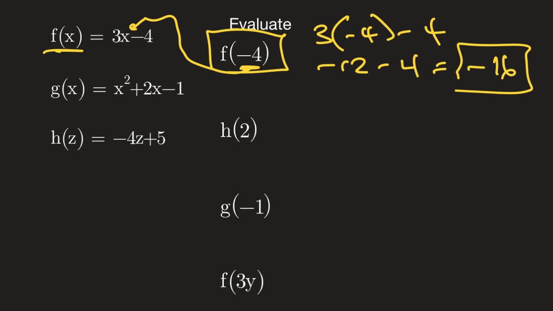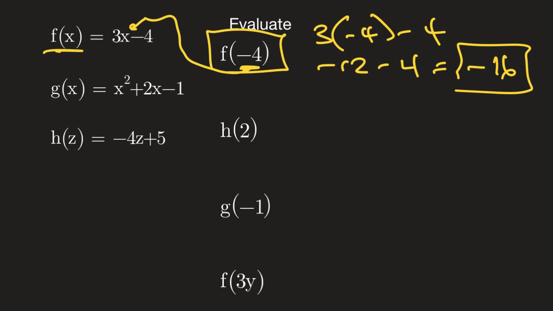Negative 16. Guys, that's it. So f of negative 4 equals negative 16. That's it. That's all that's telling you to do. Guys, we're not taking negative 4 and plugging it in over here for this x. We don't have to plug anything in there. All that is a name and tells you what it depends on. Take the negative 4, plug it in, evaluate.